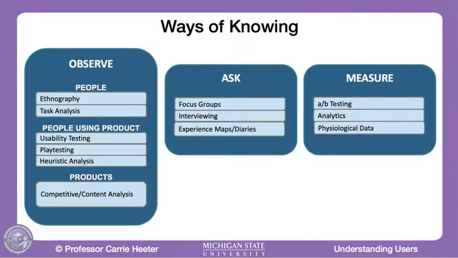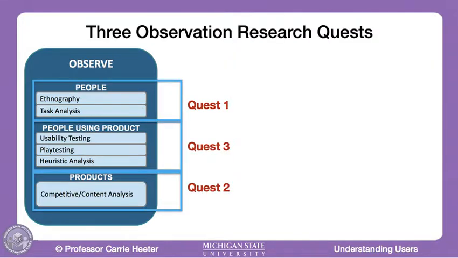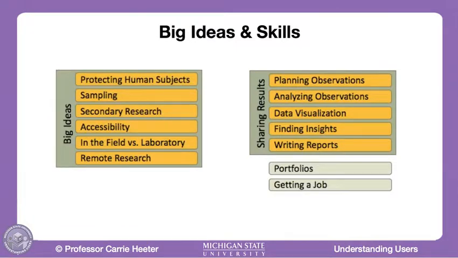There are 3 large user observation research quests in the class. Quest 1 is about observing people. Quest 2 is about observing products. And Quest 3 is about observing people using products. We also cover other big ideas and skills, such as protecting human subjects, sampling, secondary research, or research that's already been conducted by other people, accessibility, laboratory versus field research, remote research, and then ways of sharing results.